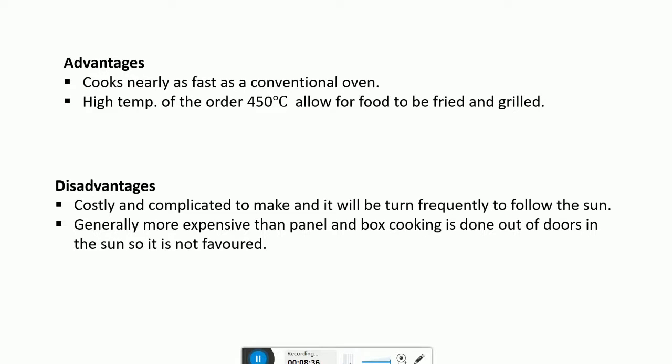So we can rotate it also by attaching a motor. It is generally more expensive than a panel and box, and cooking is done out of doors in the sun, so it is not favored. So this is a disadvantage of this solar cooker.